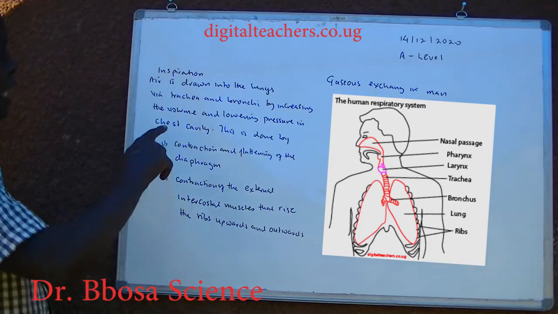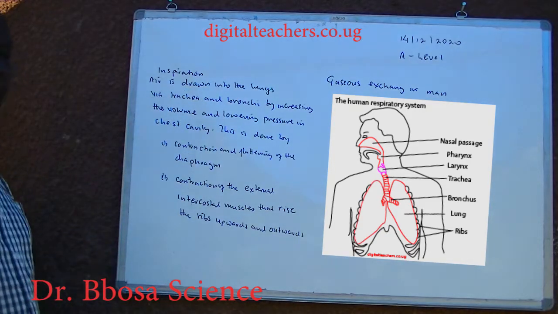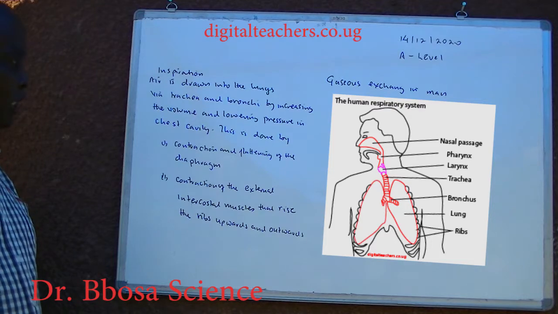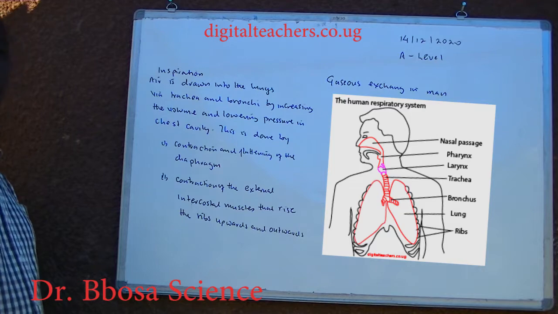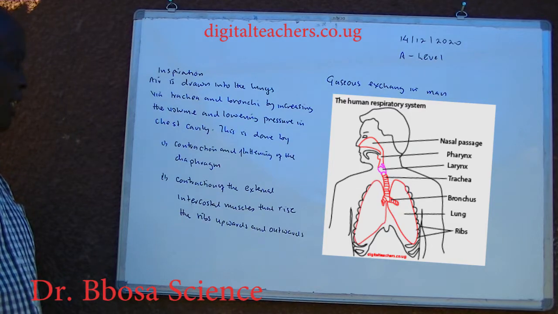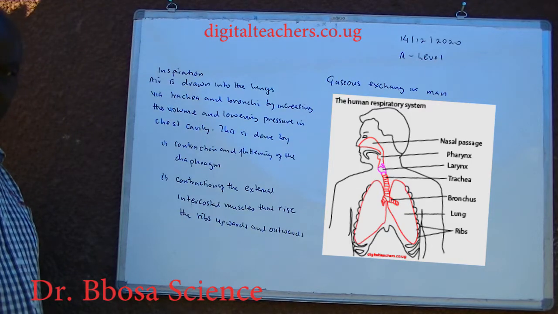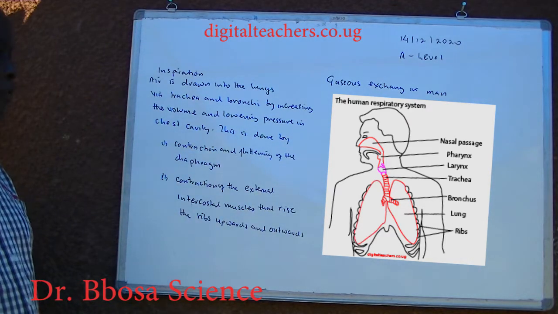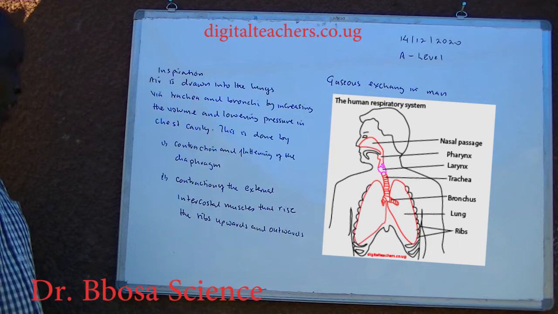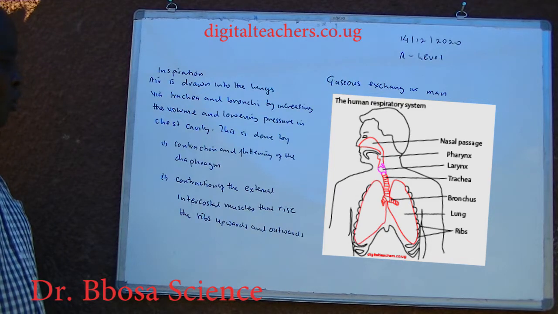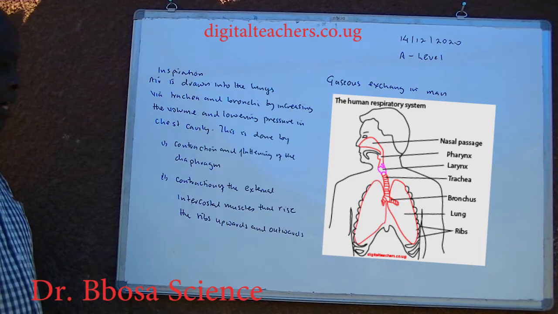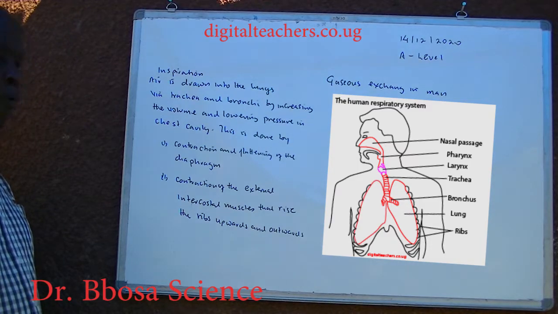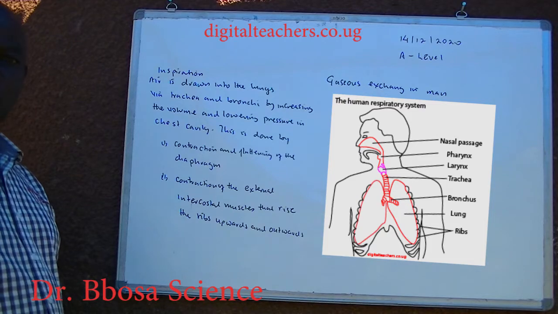Inspiration. Air is drawn into the lungs via the trachea and bronchi by increasing the volume and lowering pressure in the chest cavity. This is done by 1. Contraction and flattening of the diaphragm. 2. Contraction of external intercostal muscles that raise the ribs upwards and outwards.